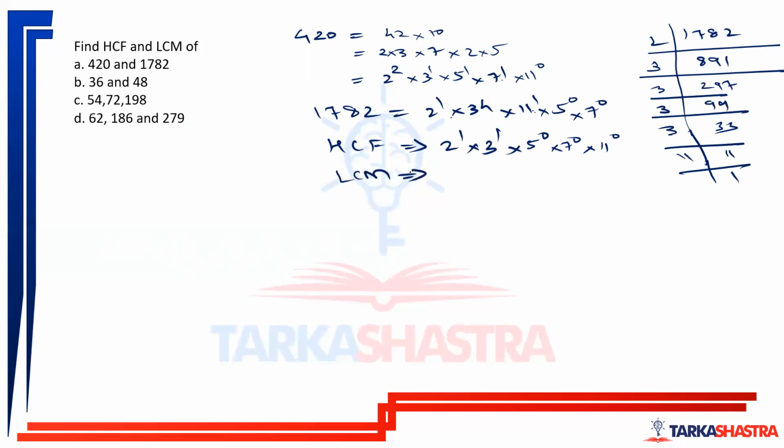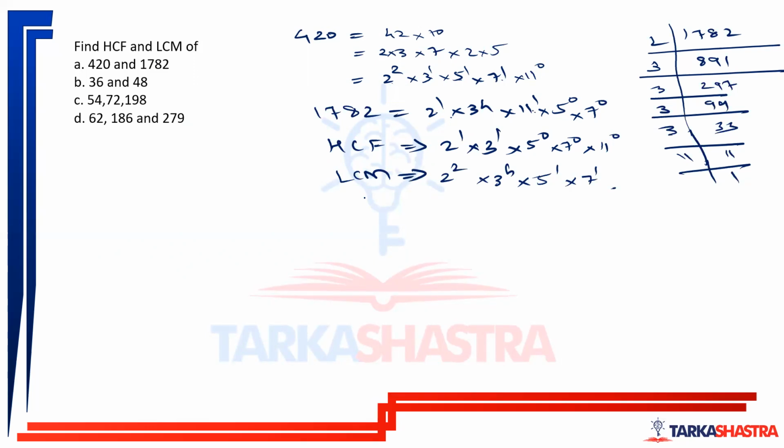Next, what you have is the LCM. 2 raised to 1, 2 raised to 2. The bigger power is 2 raised to 2. 3 raised to 1, 3 raised to 4. The bigger power is 3 raised to 4. 5 raised to 1, 5 raised to 0. The bigger power is 5 raised to 1. 7 raised to 1, 7 raised to 0. 7 raised to 1 is the larger power. Okay. This is how to find out the HCF and LCM.